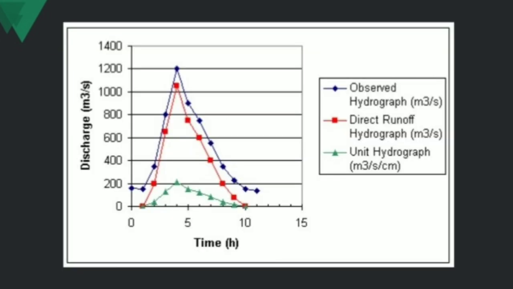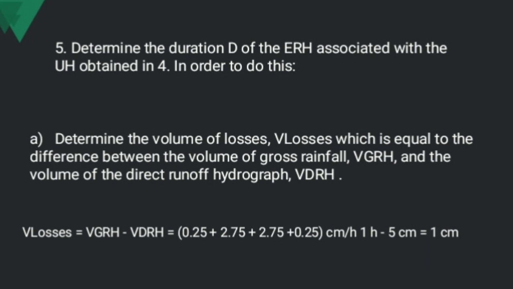Number 5. Determine the duration of the ERH associated with the UH obtained in 4. In order to do this, A. Determine the volume of losses. V losses is equal to the difference between the volume of gross rainfall hyetograph, VGRH, and the volume of the direct runoff hydrograph, VDRH. V losses equals VGRH minus VDRH equals 0.25 plus 2.75 plus 2.75 plus 0.25 cm per hour times 1 hour, minus 5 cm equals 1 cm.